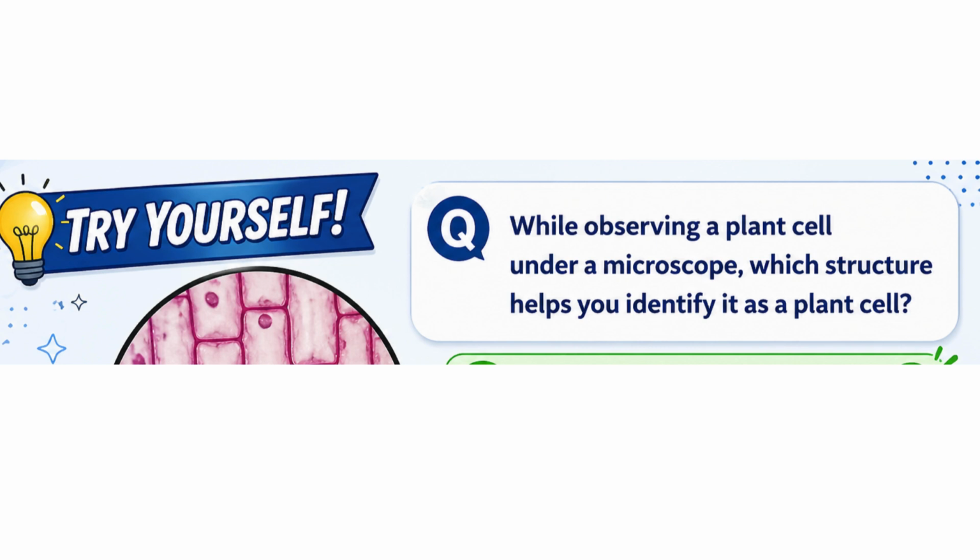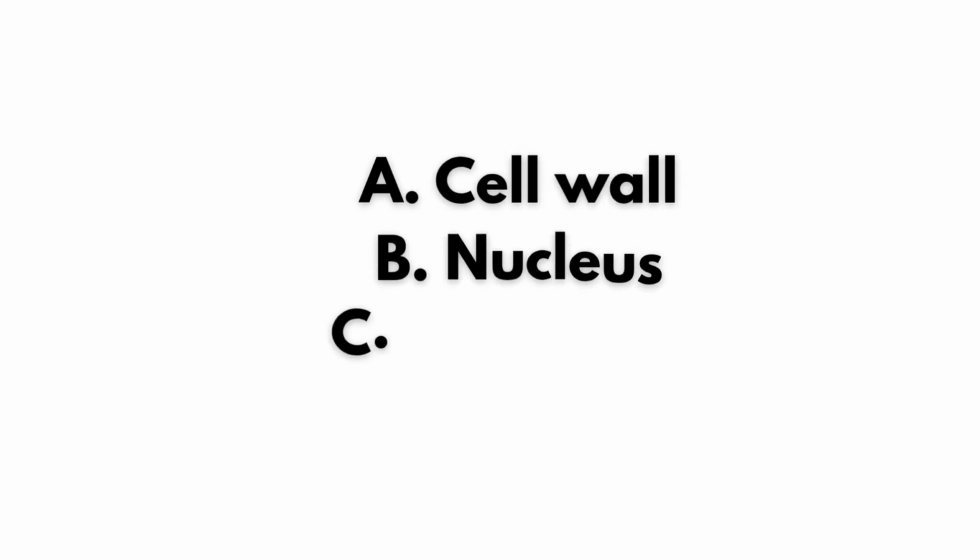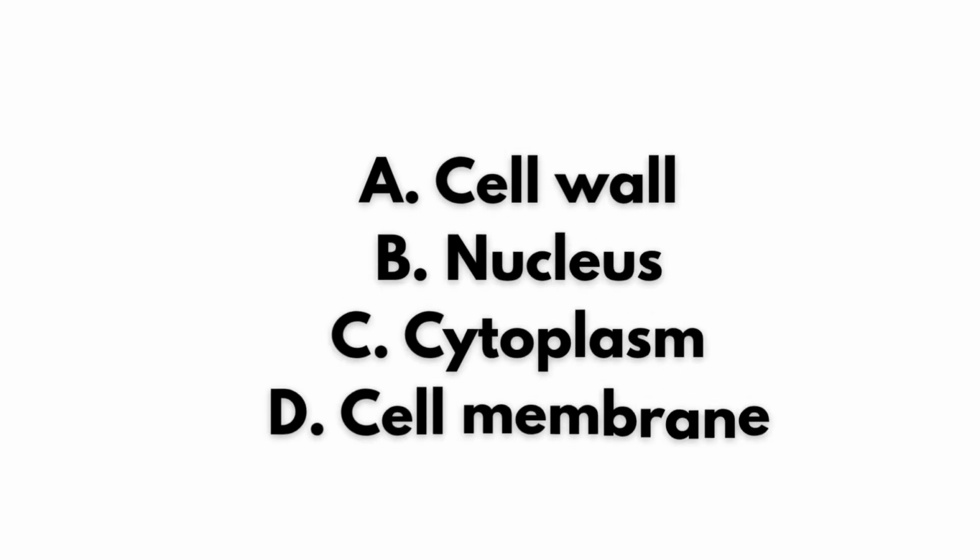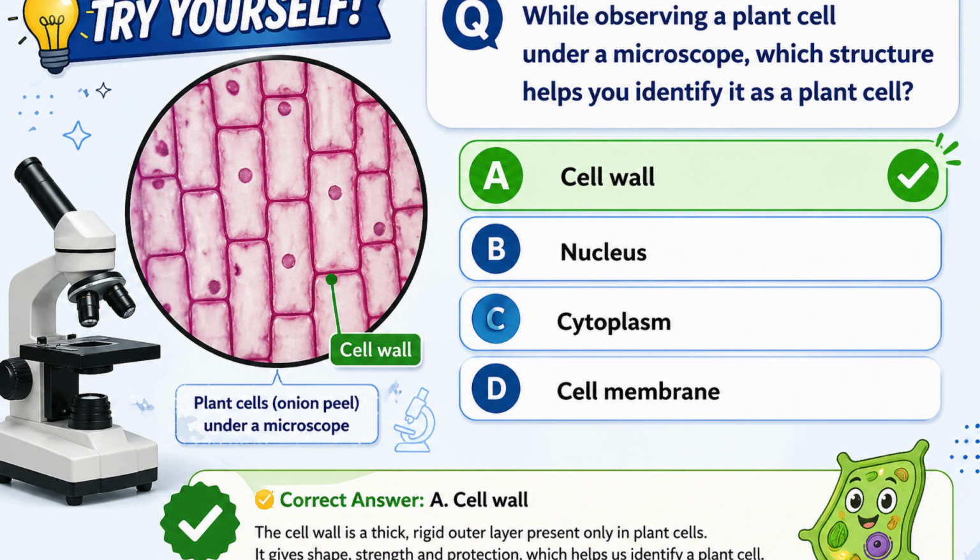While observing a plant cell under a microscope, which structure helps you identify it as a plant cell? I'll give you 4 options. Option A, cell wall. Option B, nucleus. Option C, cytoplasm. And option D, cell membrane. So, everyone who said option A, congrats. The answer is option A, cell wall.